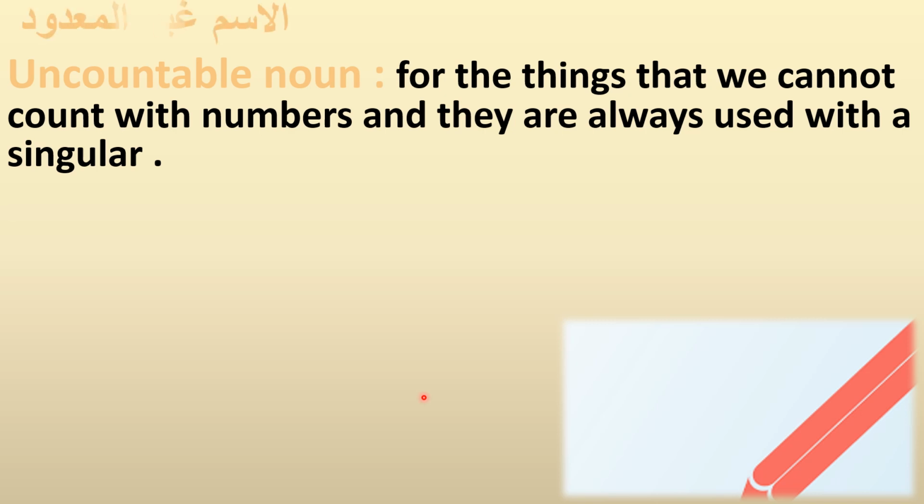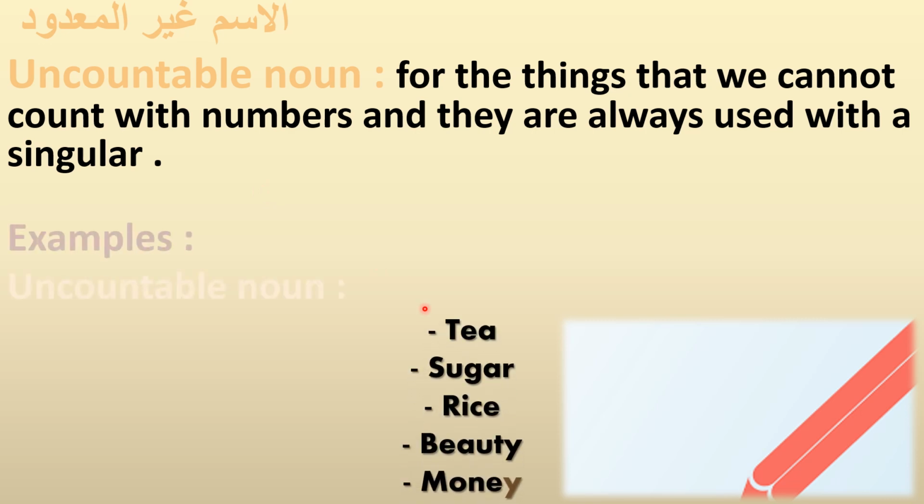Okay, what about uncountable nouns? Uncountable noun الاسم غير المعدود is for things that we cannot count with numbers ما بنقدر نعدهم, and they are always used with a singular دائما مفرد. Examples of uncountable nouns are tea, sugar, rice, beauty, money. All these nouns are uncountable nouns. We can't count these nouns by using numbers and they are singular.